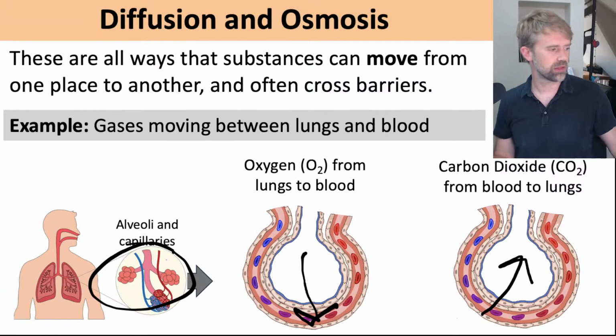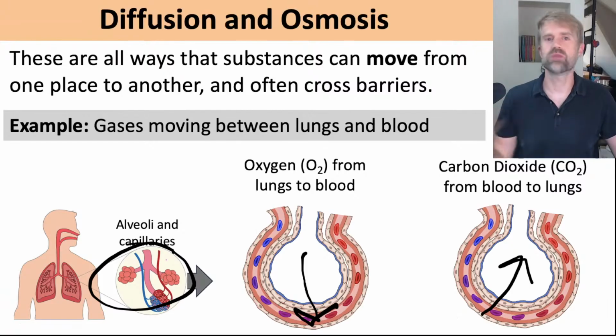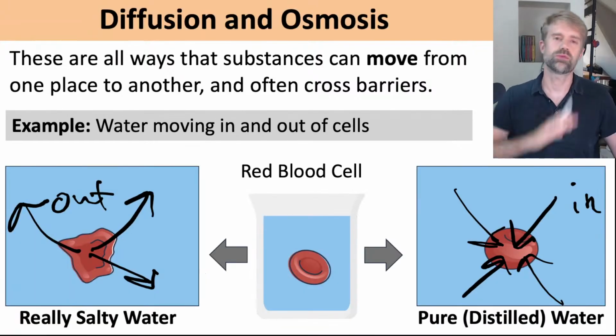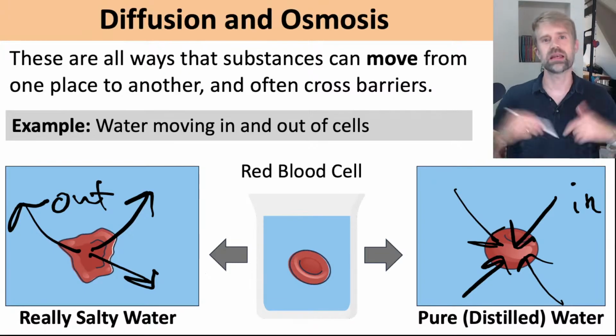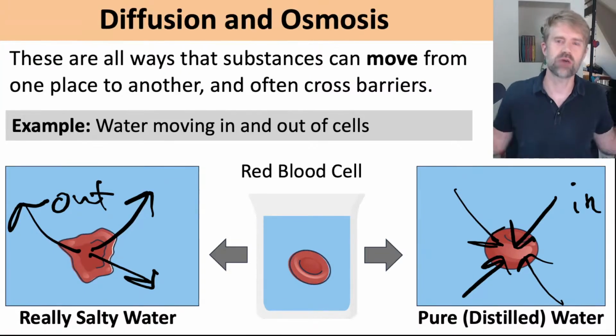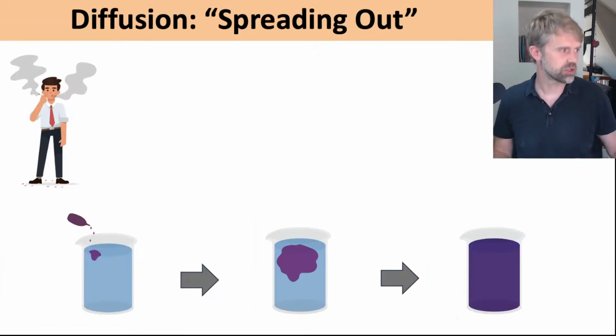So think about oxygen and carbon dioxide moving in and out of blood and lungs. We've got water moving in and out of red blood cells. This is the kind of stuff that we're going to be talking about. Okay. I wanted to put some ideas in your mind so you know where we're going. Okay.